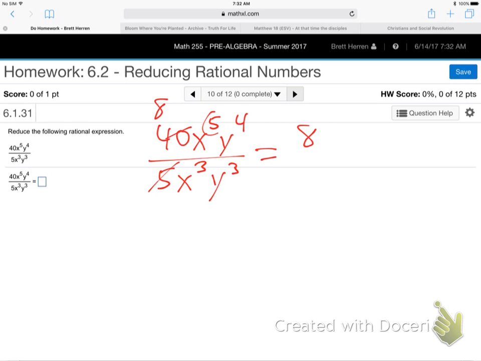Okay. And then the 5 and the 3 subtract to be x squared, and the 4 and the 3 subtract to be y to the first. And there's no more denominator at all. So there's our answer, 8x squared y to the first.